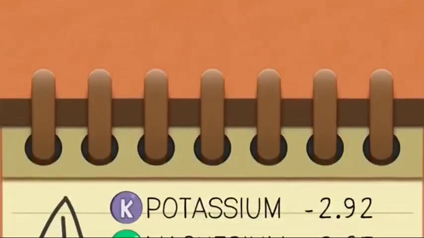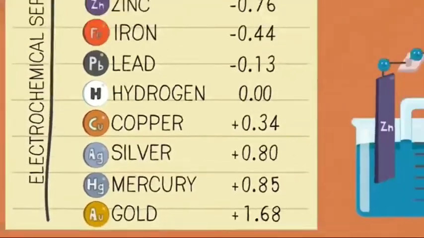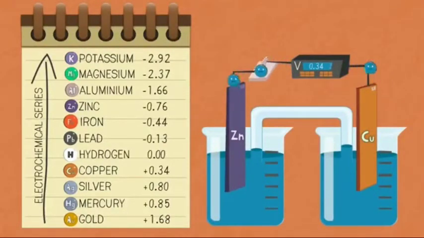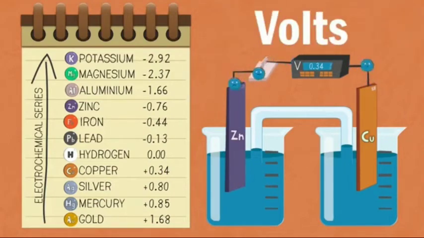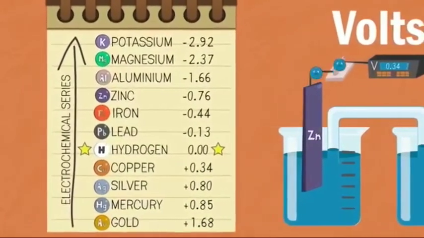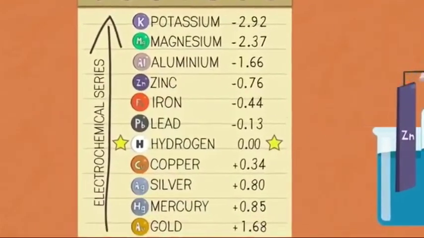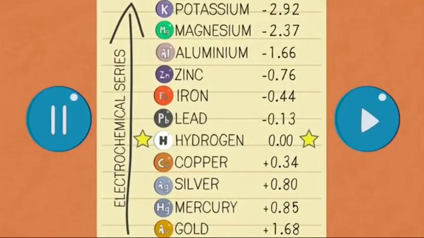The electropotentials are arranged by the substance's ability to donate its electrons, that is, how easily they are oxidized. All of the values are measured in volts. What do you notice about hydrogen's voltage, and what is the significance of this? Pause the video and continue when you are ready.